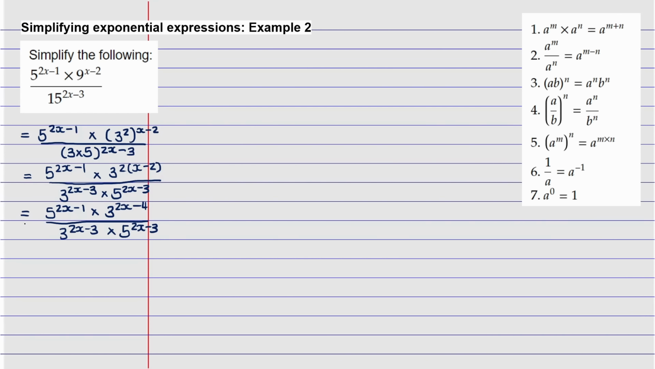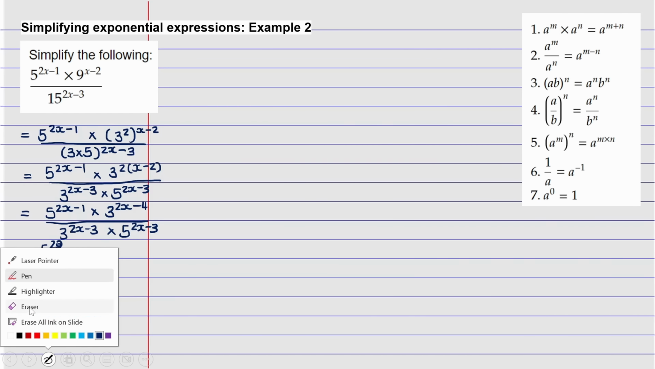Now do you see that in the numerator and denominator, we have a 5 and a 3? So we're going to apply law number 2. For 5, same base, so it's going to be 5, then 2x here. Let me just cancel this.